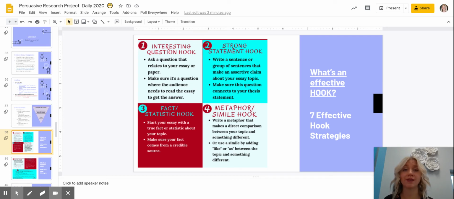Another one would be a strong statement hook. Write a sentence or a group of sentences that make an assertive claim about your essay topic. To really get to the point, really address the issue head on. Make sure it connects to your thesis statement.